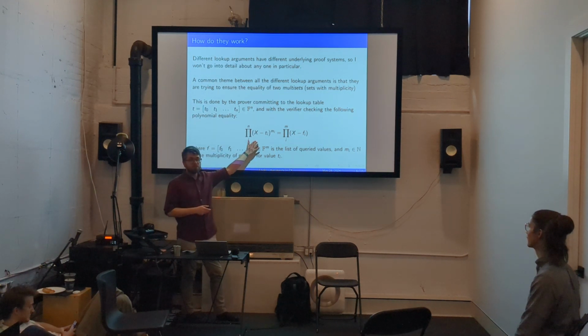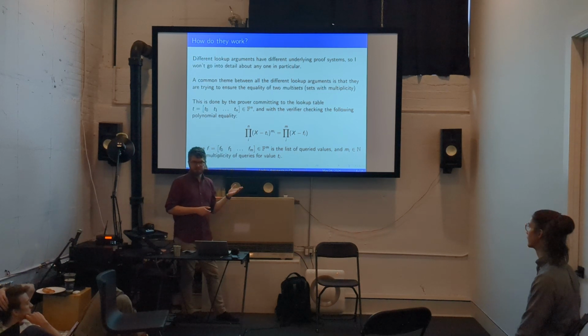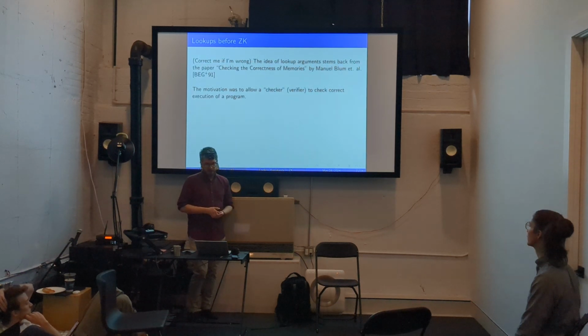But if you were able to do that, you essentially have a new lookup argument, and you're able to use all of the benefits of lookup arguments in the proof system. Does that make sense? Okay, so lookup arguments are not new by any means. They've actually been around for a really long time.